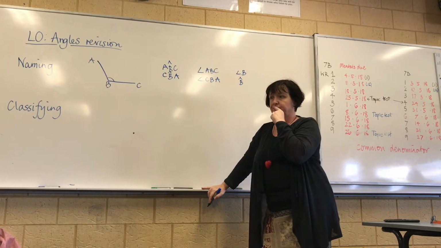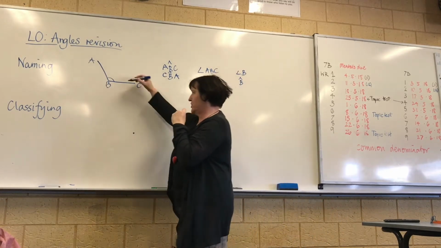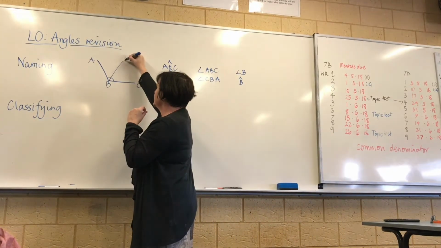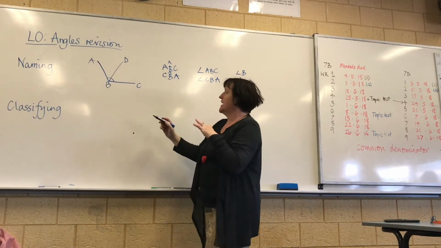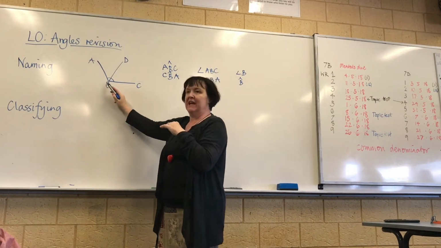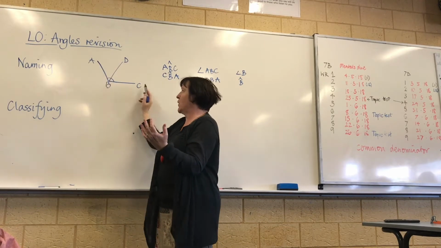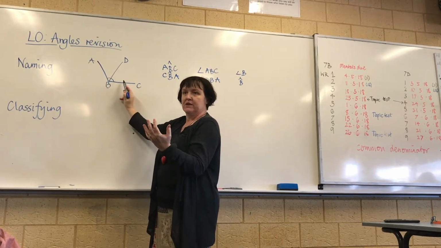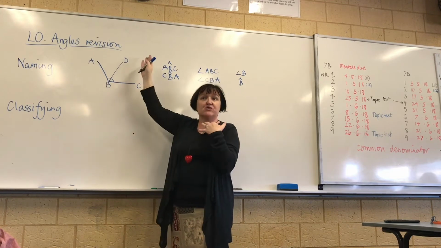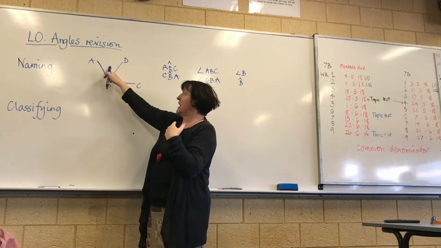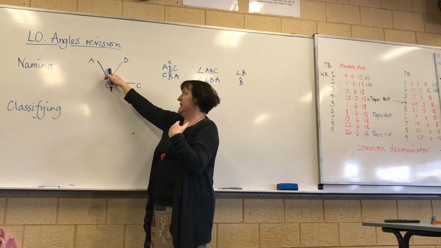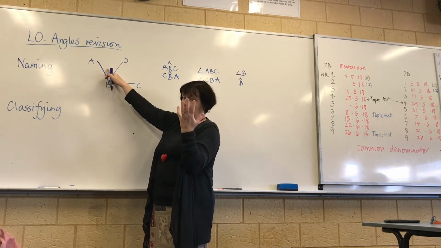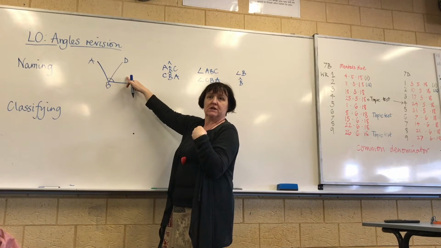Because say you've got another one coming out from the middle, then you don't know which one's referring to. Say we have an extra ray like that, and you only named it angle B. Well, which one is it? Is it the big one? Is it that one? Or is it that one? So now that we've added an extra ray, this angle here would be called what? ABD or DBA.